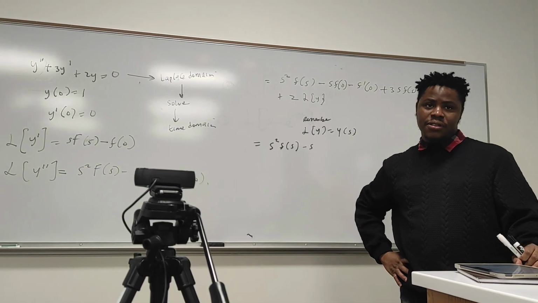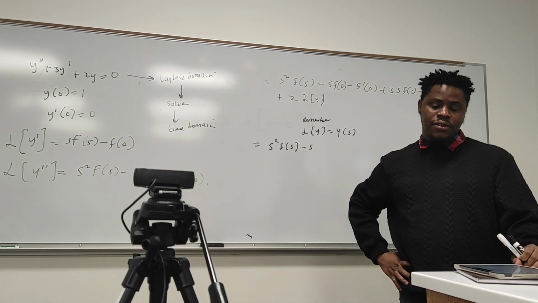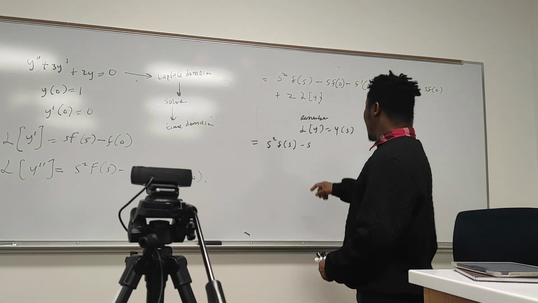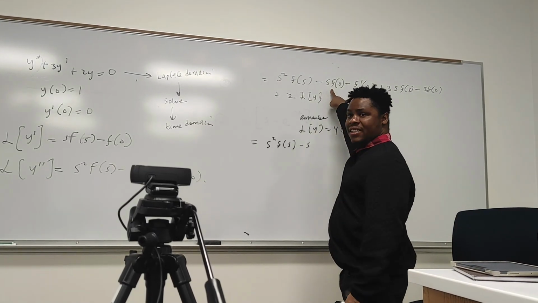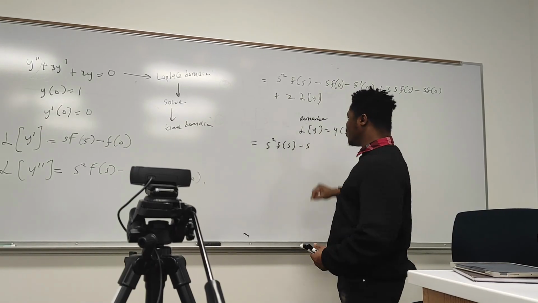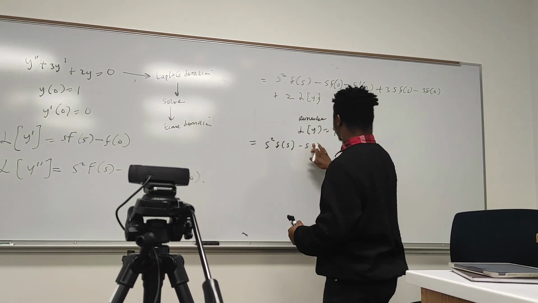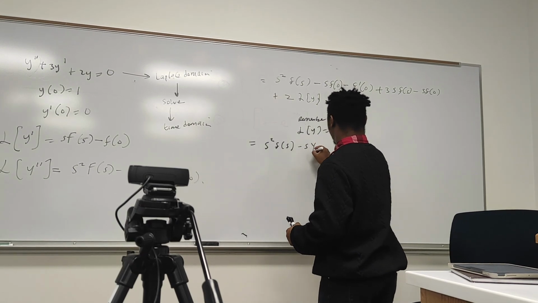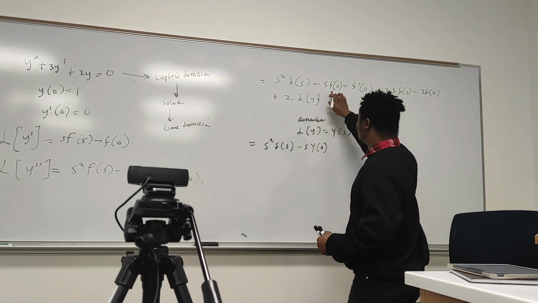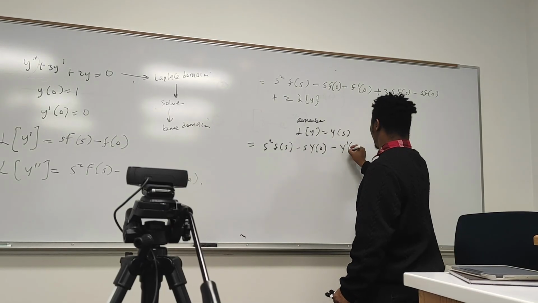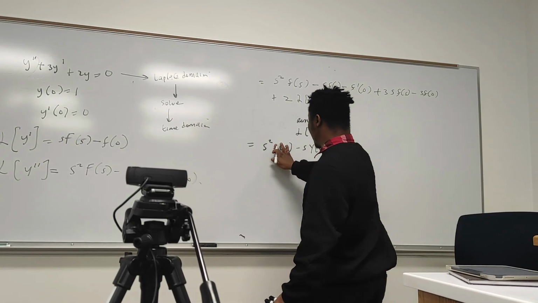Anyone know? What's our f of 0? Yes? Is it 1 from the initial division? Yeah. So f of 0 is y of 0, right? Because our function is y, right? Okay, actually, let's do it this way. Let's say s y of 0, because the function is y, right? Minus, this one becomes y prime of 0. Let's make everything y so it becomes easier.